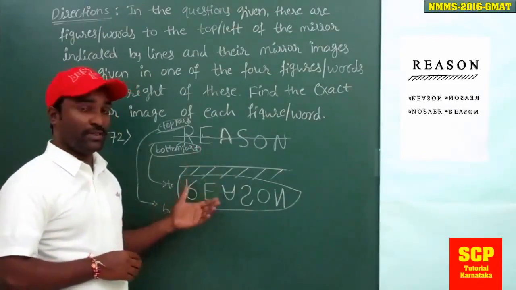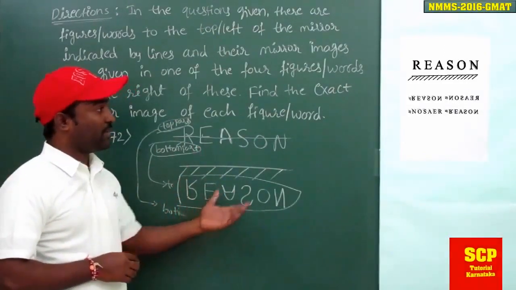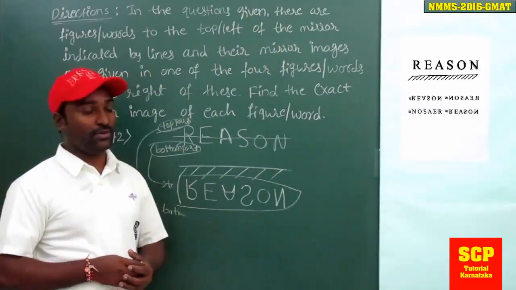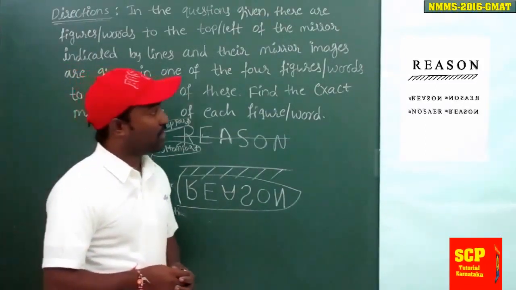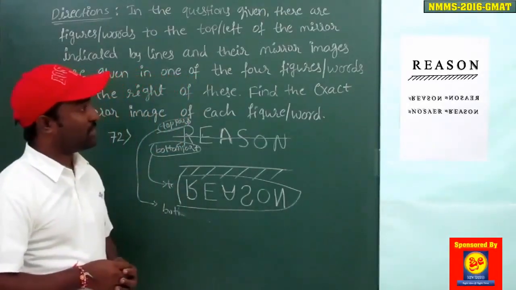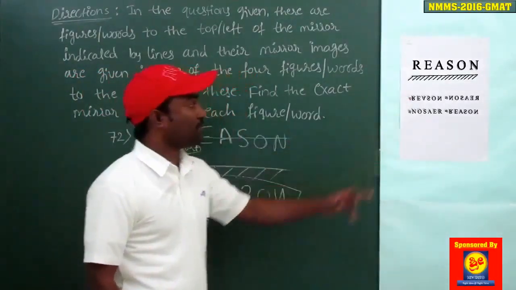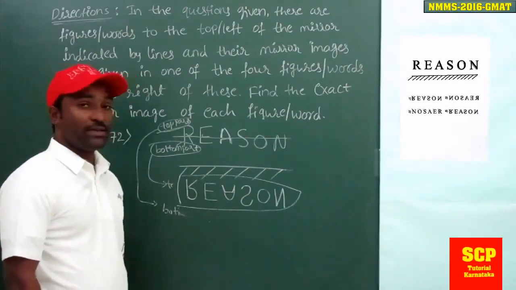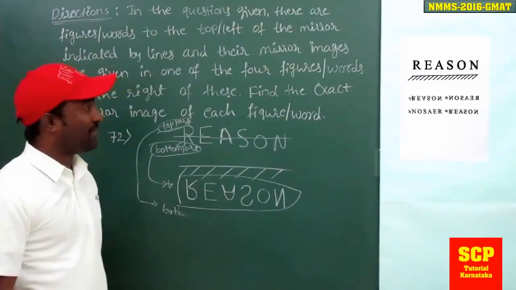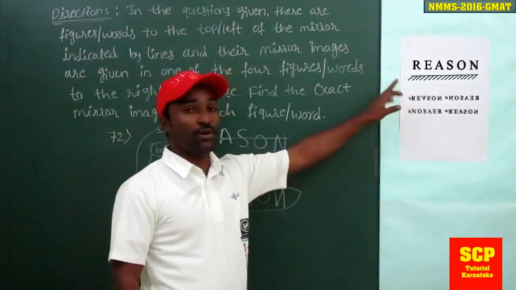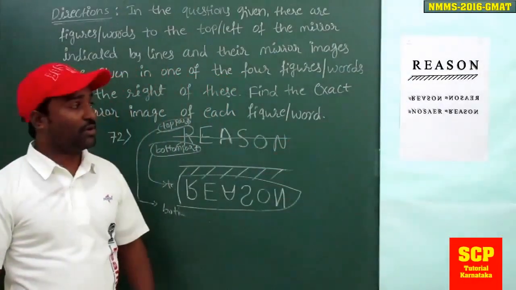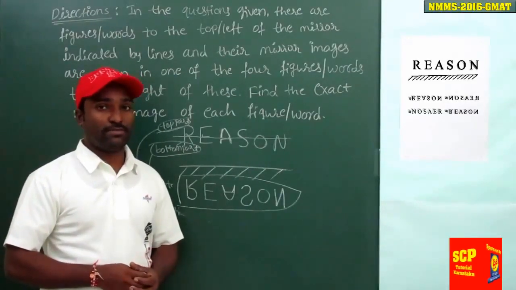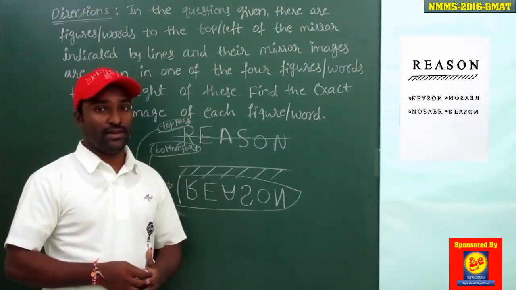So this will be the mirror image for the given word reason. Now just cross verify this mirror image with the given options. Whichever it matches, that will be the right option. Come to the first option. Is it matching? Yes, it is exactly matching. That's why the first option itself is the right option. Now there is no need to cross verify the other remaining options. Just take that and move to the next problem.